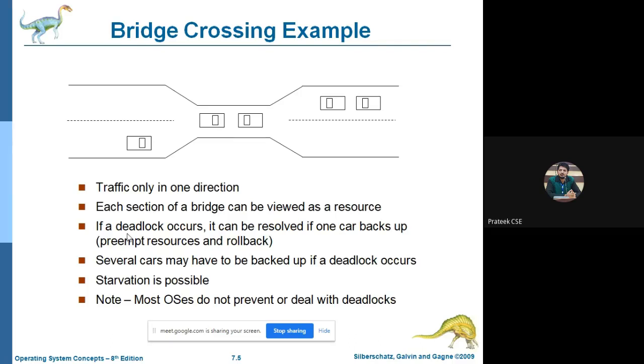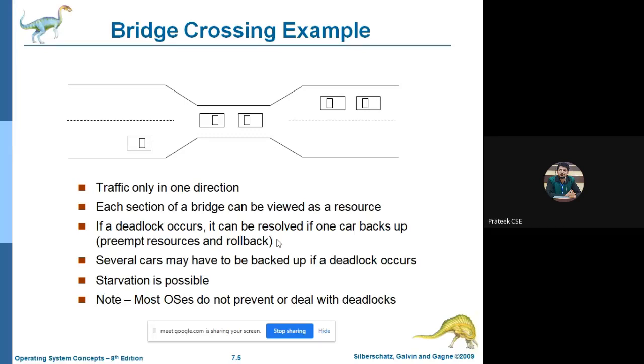So you can see each section of a bridge can be viewed as a resource, and if a deadlock occurs, it can be resolved only if any one of the cars backs up, and this is also known as rollback or preempt resources that we will discuss in detail in further lectures. And several cars may have to be backed up if a deadlock occurs, and there is a possibility of starvation also. So this is the concept of deadlock. I think this is very much clear to you.